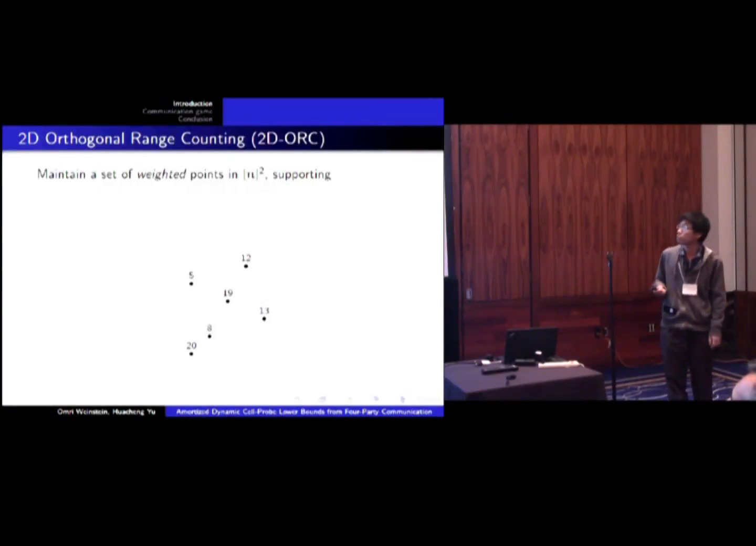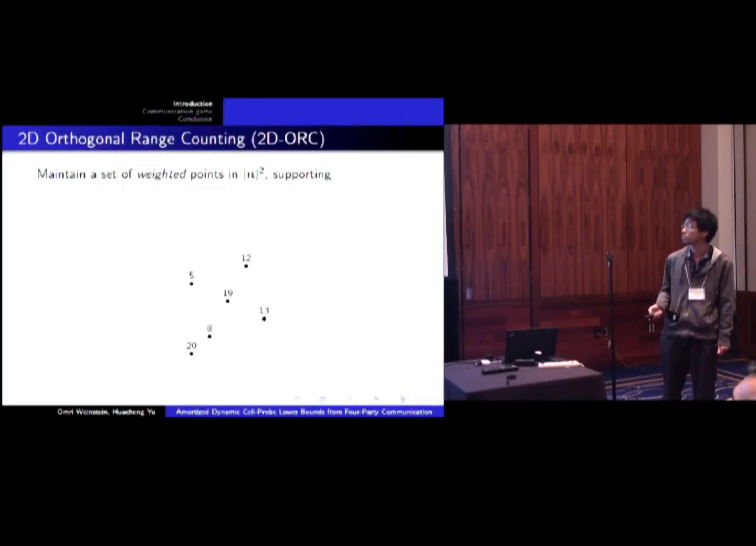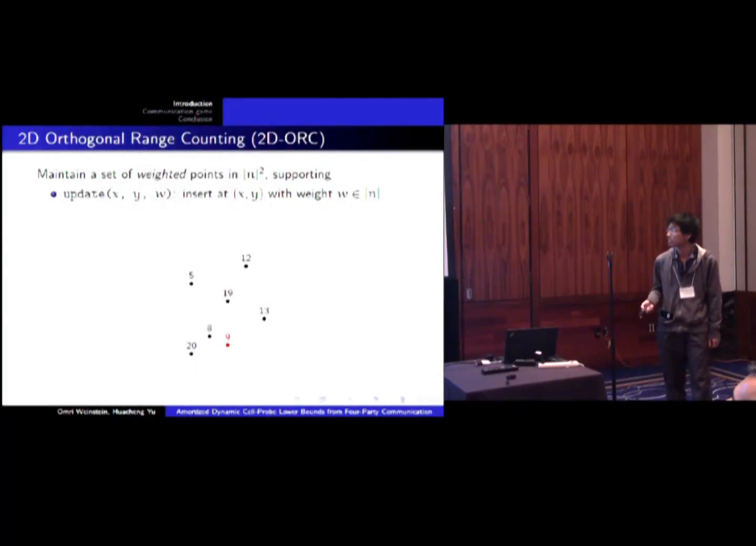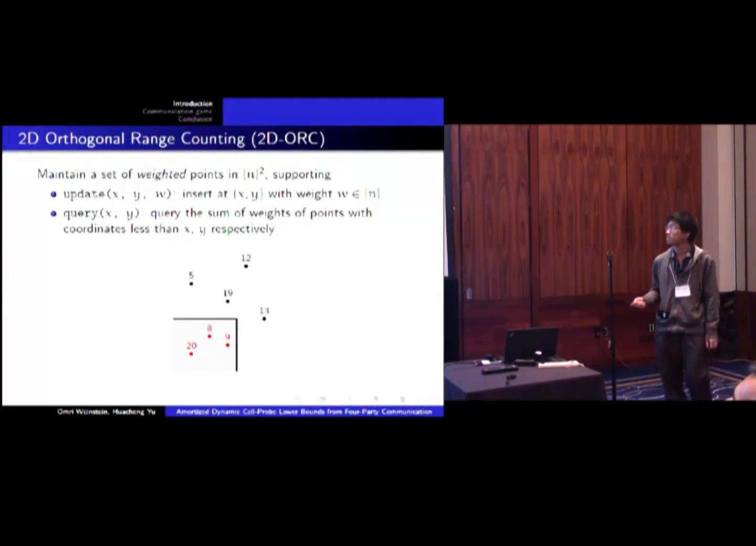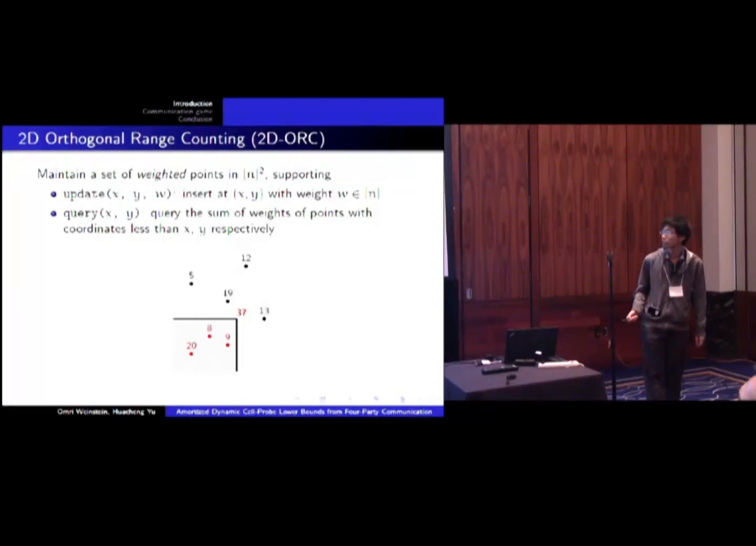So the problem is the 2D orthogonal range counting problem. In this problem, we are going to maintain a set of weighted points in the two-dimensional plane with integer coordinates between 0 and n, and supporting the following two types of operations. The first type is to insert a point at some coordinate with some weight. So here I'm inserting a 9. And the second type of operation is to query. Query is the sum of weights of points with coordinates less than some parameters x and y respectively. So by this query, I specify some orthogonal range on this plane, and I just query the sum of weights of points inside this range. So for this query, we get 20 plus 8 plus 9. So the answer to this query should be 37.